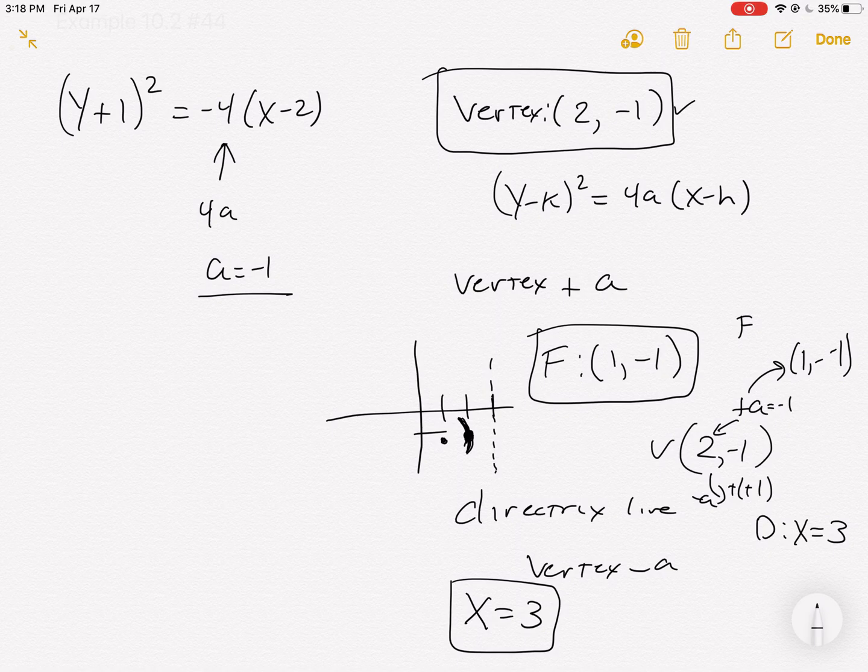We took that information, we were able to quickly get the vertex, quickly identify a, and use that a in the appropriate way to find the focus and the directrix. How did I know to add it to x? I drew a picture. What am I remembering? That all the movement happens to the non-squared variable.